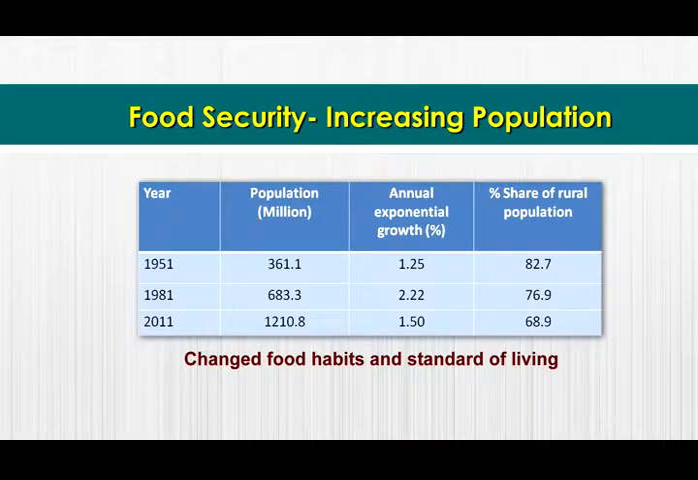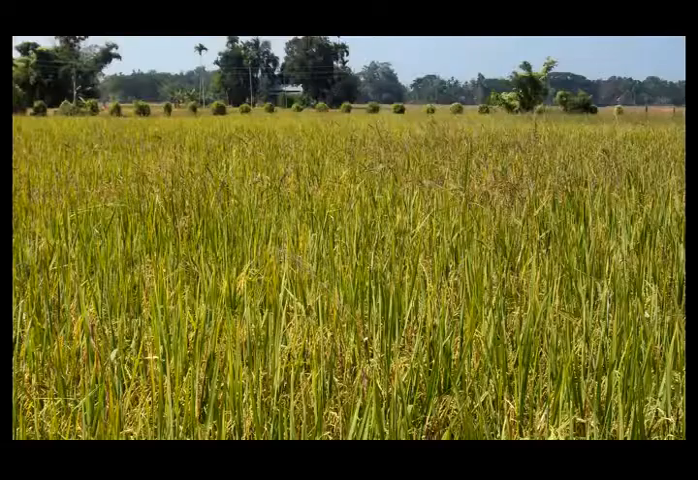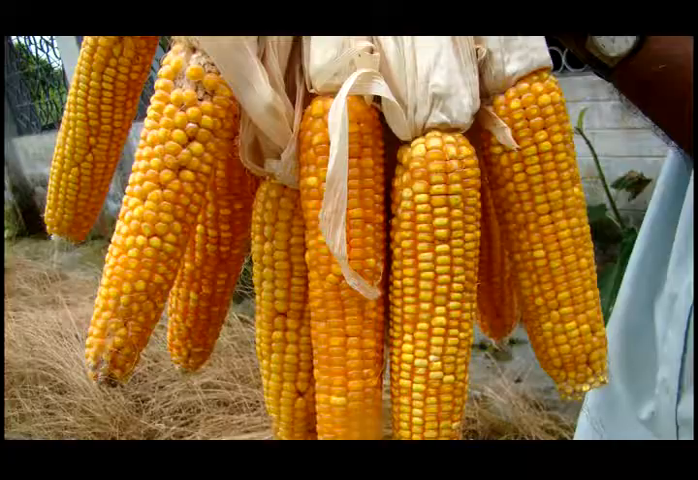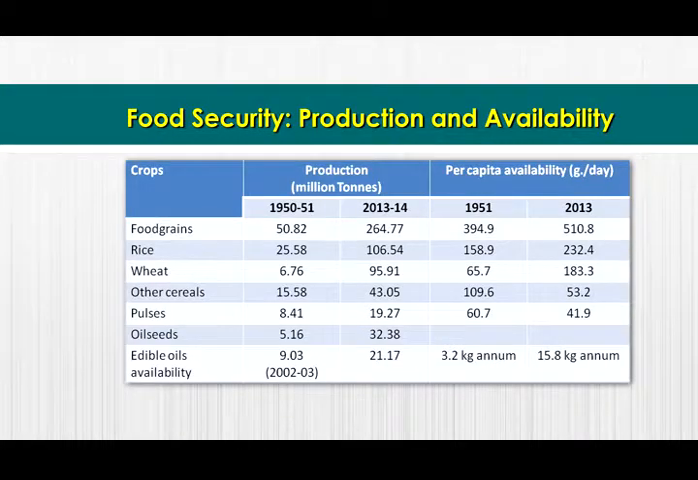Another thing is that our population has changed their food habits and standard of living. Earlier people used to eat coarse cereals, now we are moving from coarse cereals to fine cereals, then vegetables and other nutritious foods. So there is a demand for diversified agriculture produce. Now in this slide we can see the availability. Our food grain production was 50.82 million tons in 1950-51. Our food grain production has increased more than 5-fold to 264.77 million tons in 2013-14.